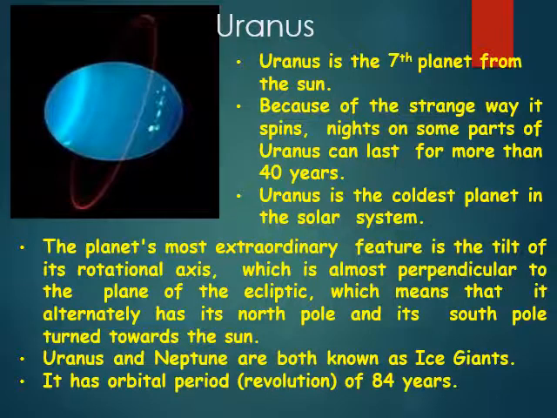Uranus. Uranus is the seventh planet from the Sun. Because of the strange way it spins, night on some parts of Uranus can last for more than 40 years. Uranus is the coldest planet in the solar system. The planet's most extraordinary feature is the tilt of its rotational axis, which is almost perpendicular to the plane of the ecliptic, which means that it alternately has its north pole and its south pole turned towards the Sun. Uranus and Neptune are both known as ice giants. It has an orbital period, or revolution, of 84 years.